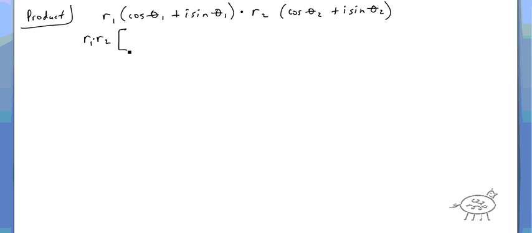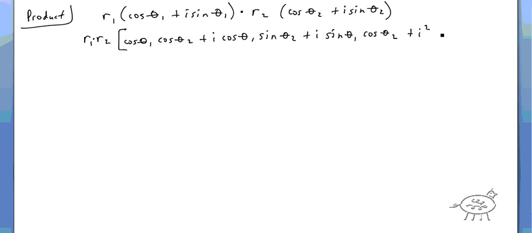Okay, and then basically I'm just going to FOIL this out. So it's cosine of theta 1, cosine of theta 2, and then outside plus, I'm going to put the I first, cosine of theta 1, sine of theta 2, inside plus I sine of theta 1, cosine of theta 2, and then last plus I squared sine of theta 1, sine of theta 2. Whew, just made it. Okay? So that looks really evil and nasty.